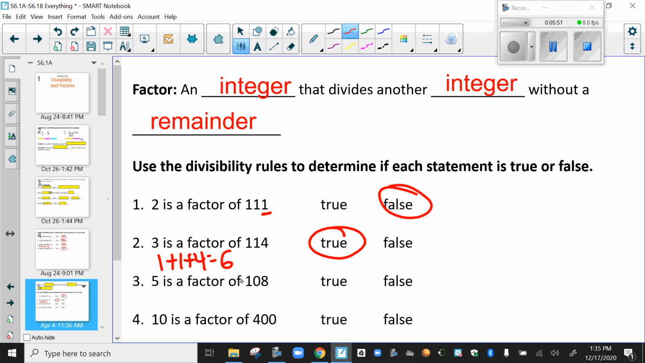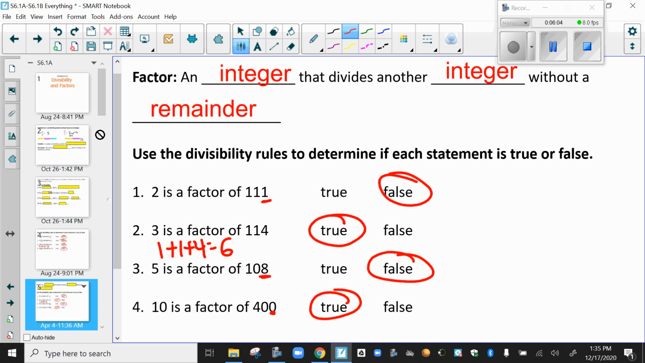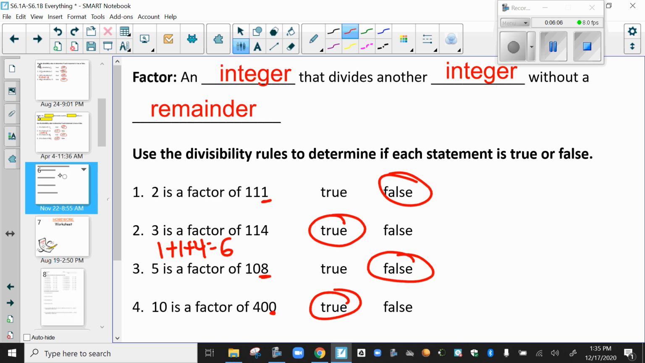3, 5 is a factor of 108. We're looking at the last digit. If it's a 5 or a 0, it works. It is not, so this is false. 4, we have the last digit 0. Look, this one is 400 can be divided by 10. That is true. All right, let's look at the next one. Hopefully we got some more that we can practice.